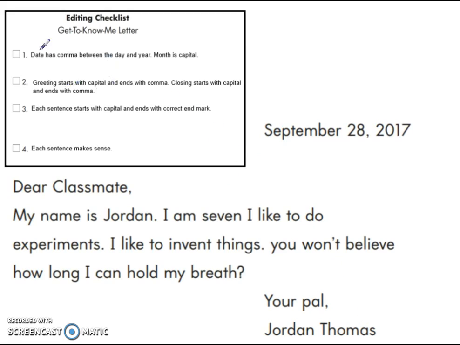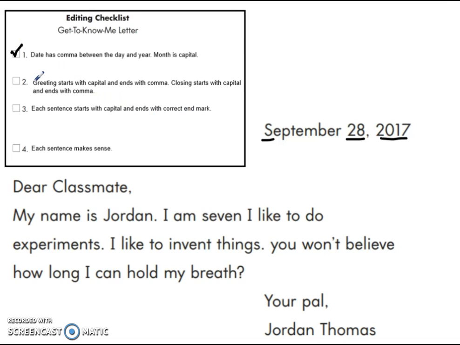So first we're going to look at the date. We're going to make sure that the date has a comma between the day and the year. So here's the day, and here's the year. And we do have a comma, so that's correct. We're also going to make sure that the month is capital. So September does have a capital letter, so that is also correct. So we're going to put a check in the box.